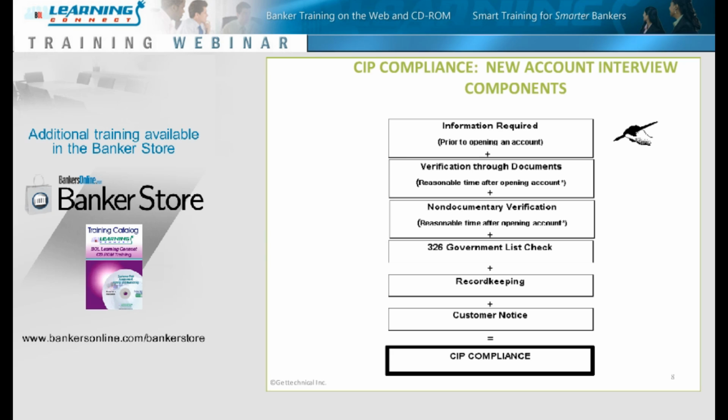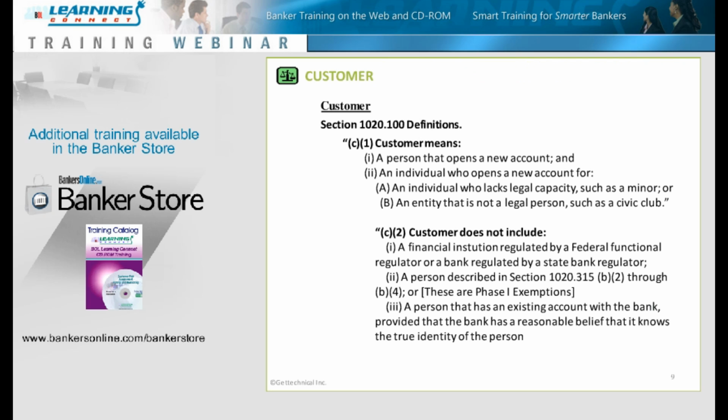And then the government checklist, always OFAC, and the 326 list has never been populated. And we record all of this, and this is where the mandate comes from. But what is important about all of this, and it's really important to understand, is that you only run CIP on what you define as a customer.